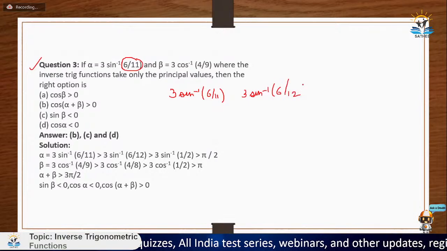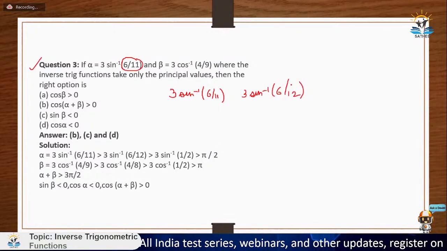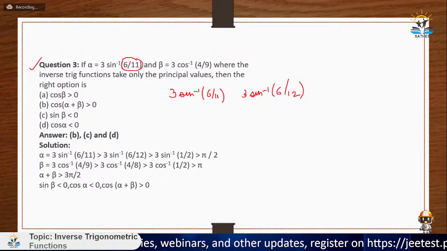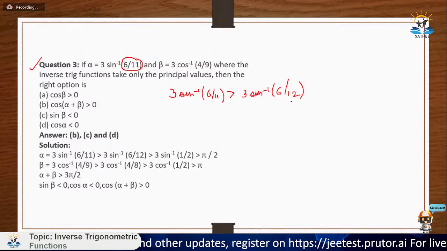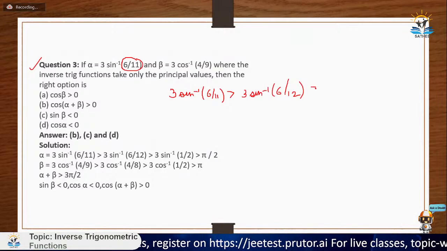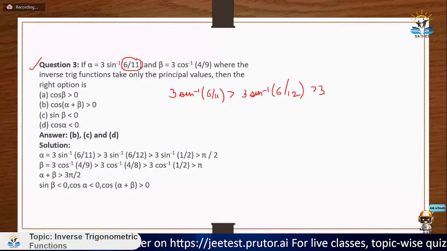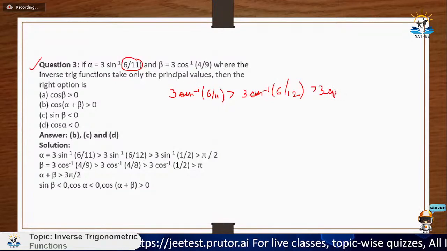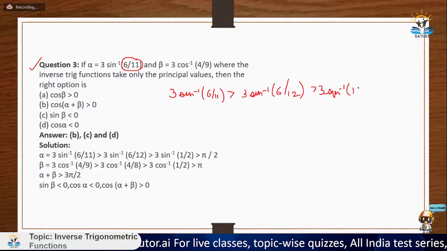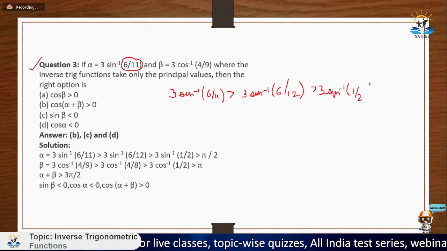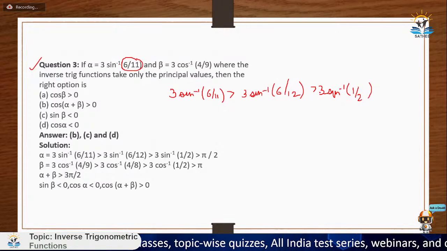So from here, you know that since you have increased the denominator, the overall value will decrease. That this side will be greater than this side. So basically, this thing is nothing but 3 sine inverse half. And you know that sine inverse half is nothing but pi by 6. So pi by 6 into 3 is pi by 2. So basically this thing is greater than pi by 2.